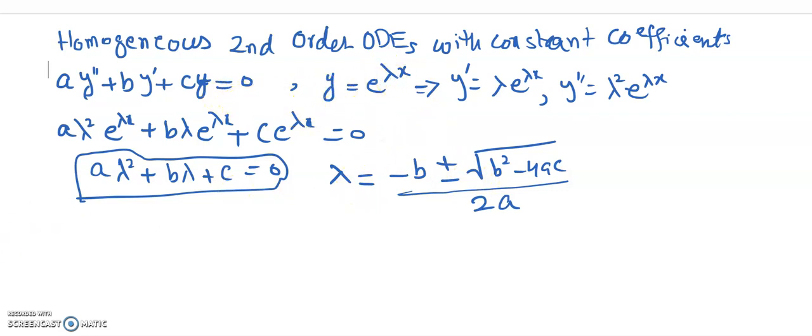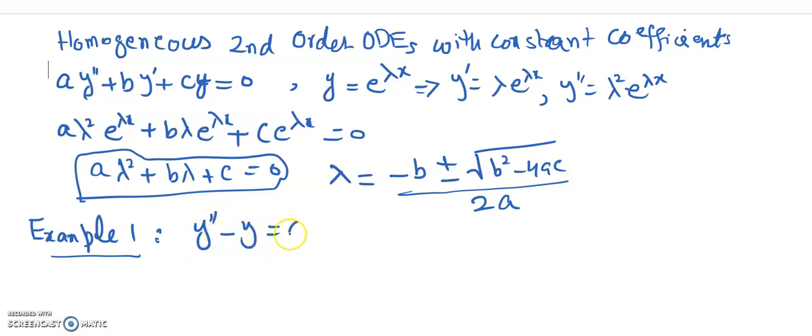Okay, so let's do one example. Find the solution of this equation y double prime minus y is equal to 0. So this is a second order linear homogeneous equation.